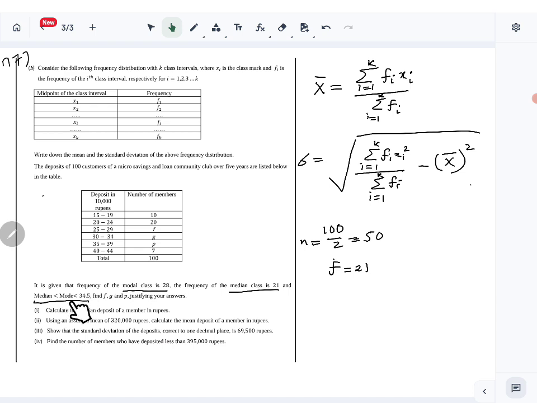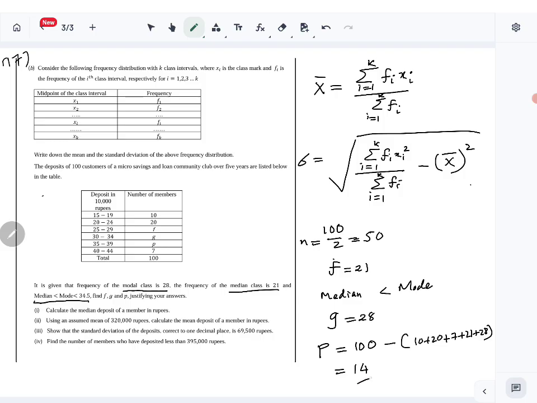And median is less than mode, so this is correct. Then, because median is less than mode, G has to be 28. Then P has to be what? All of these subtracted from 100. 10 plus 20 plus 7 plus 21 plus 28, that is 86. So P is 40. Right, so that part is done.